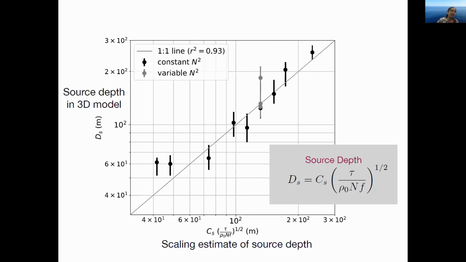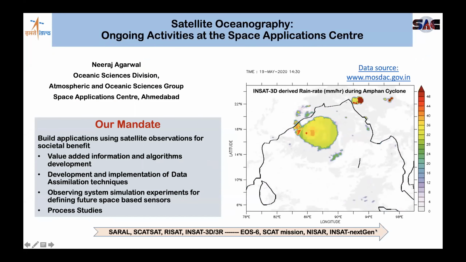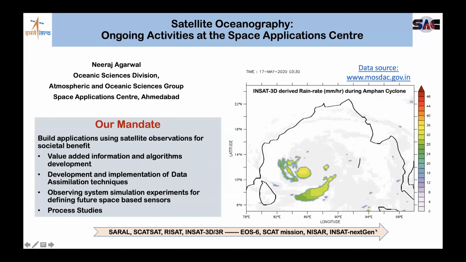Yes. Okay, cool. So I'll quickly sum up what I was speaking. So our mandate basically at the Space Application Center is to build applications using satellite observations for societal benefit, value-added information and algorithm development and implementation of data assimilation techniques. And then the very important activity that we take up is to define the future space-based sensors by performing observing system simulation experiments. And then we also do satellite-based and model-based process studies.